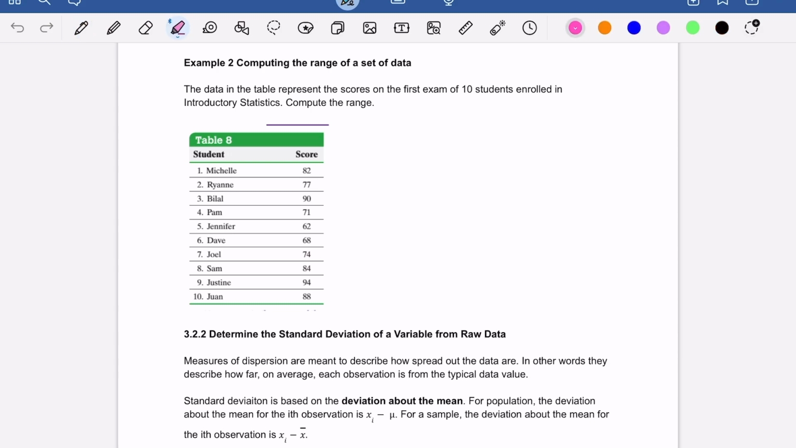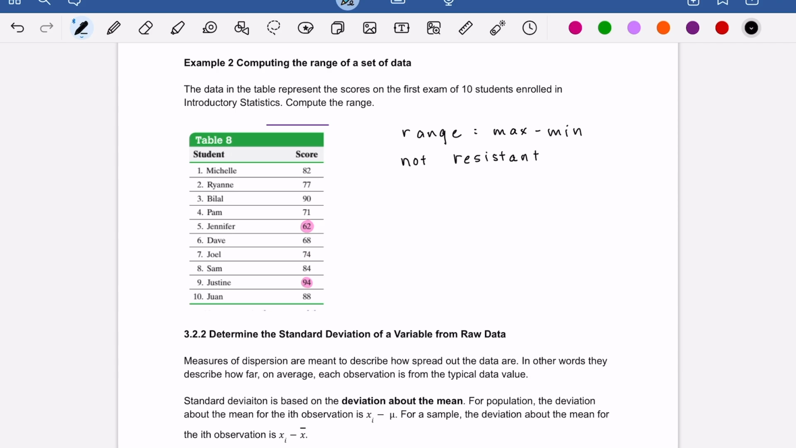So remember, if we're calculating this value, this looks like that's the highest, and then 62 looks like it's the lowest. Of course, we're going to use technology to verify this, but the range is the max minus the min. Again, it is not resistant. So if I change that 94 to 1004, it's going to change the range drastically. So it is affected by extreme values.